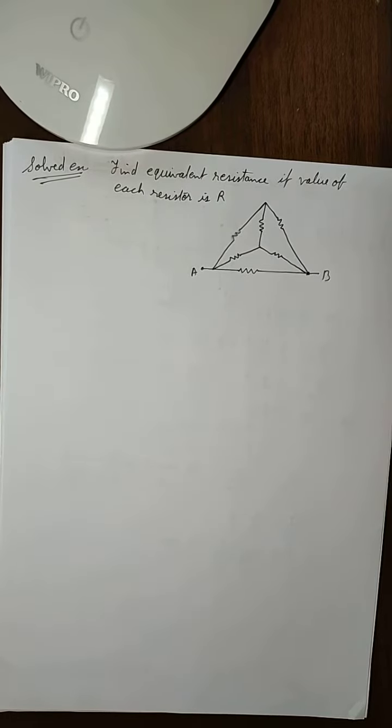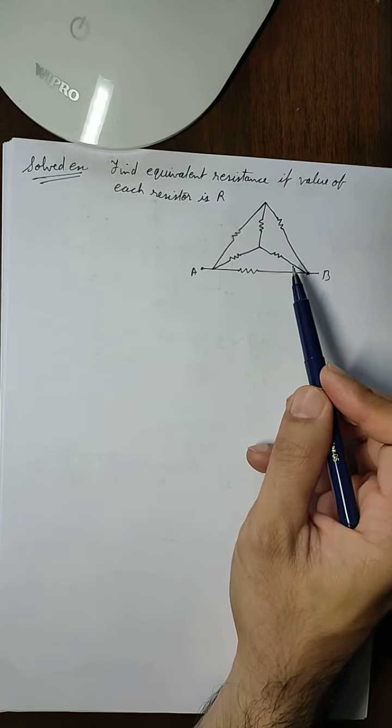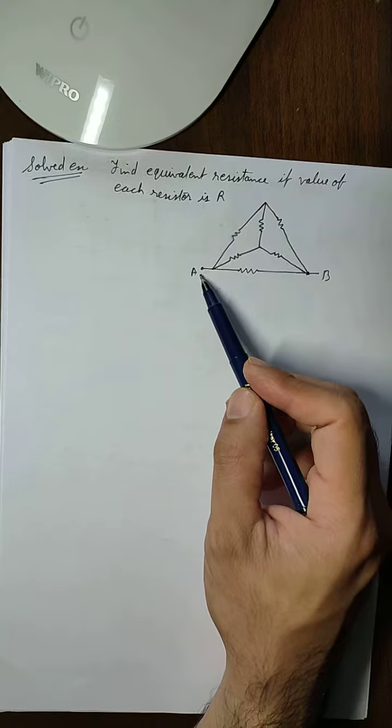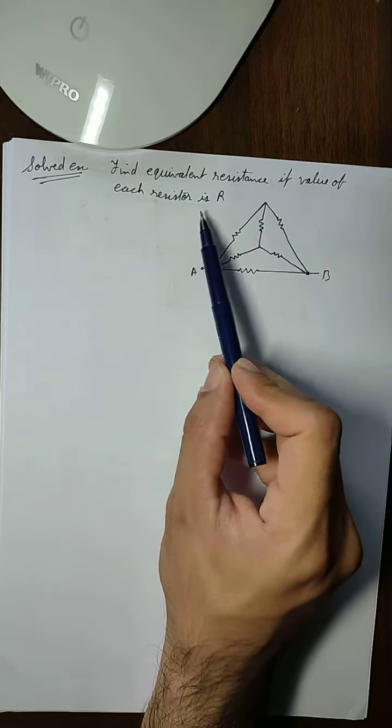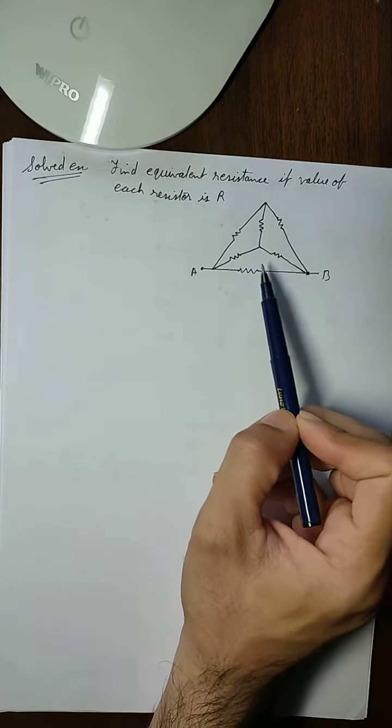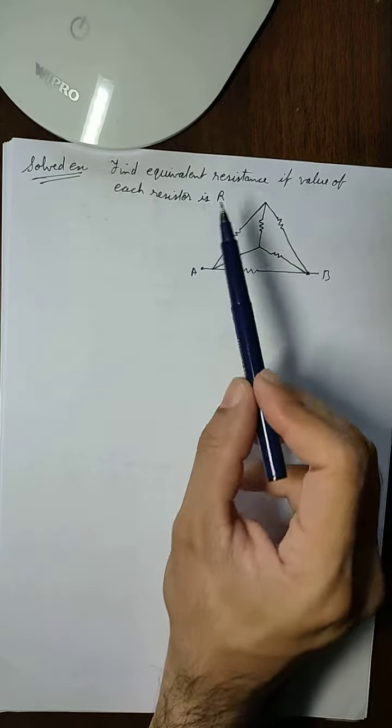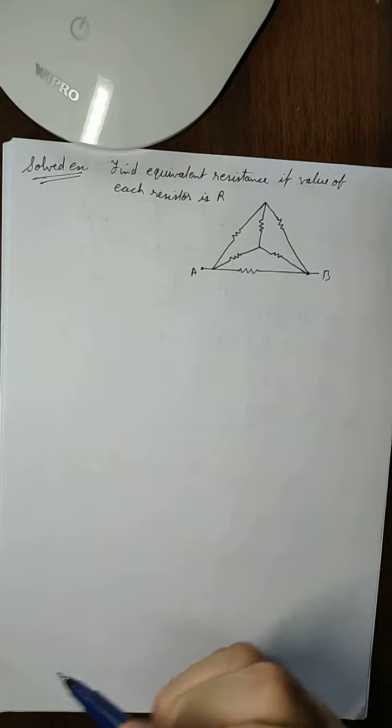Let us do a solved example to understand the application of Wheatstone bridges. So let us say that this circuit is given to us. Between the terminals A and B, these are all resistors connected, and each resistor has the value of R. So these are all the same kind of resistors, and we have to find the equivalent resistance of this circuit.